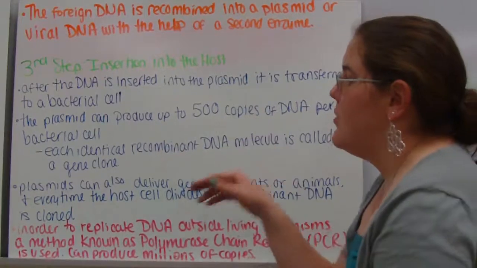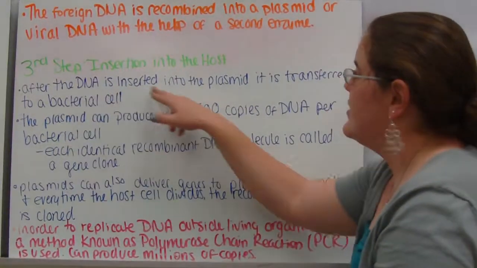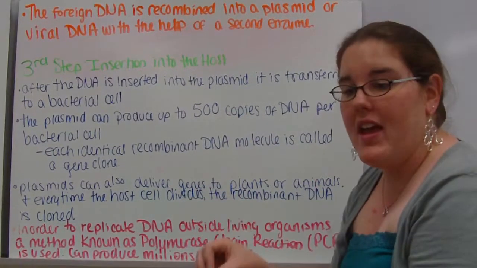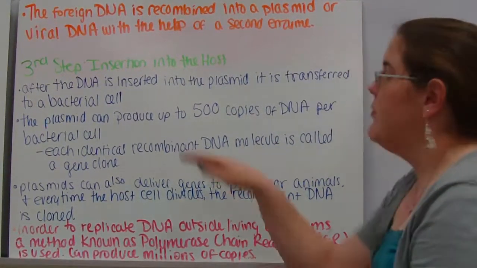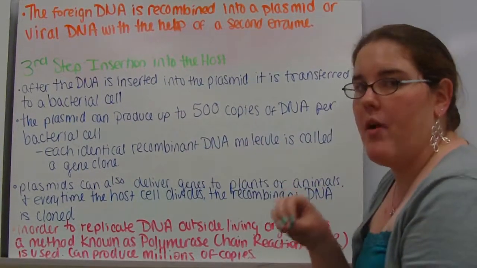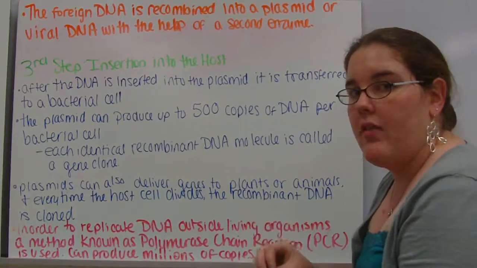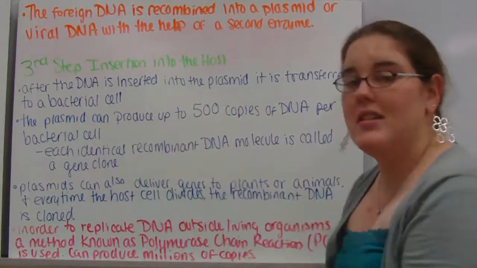Now, the third step, how do we insert that into our host? After the DNA is inserted into the plasmid, which remember, the plasmid is just its own small ring of DNA, after the recombinant DNA, the DNA that we want from our original cell, like our firefly gene, is inserted into the plasmid, it is transferred into a bacterial cell.